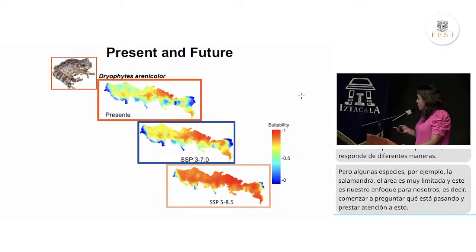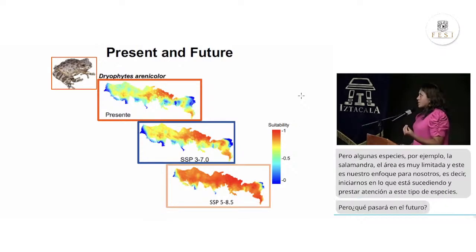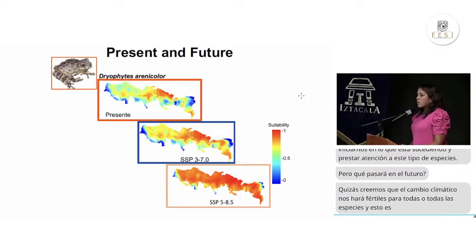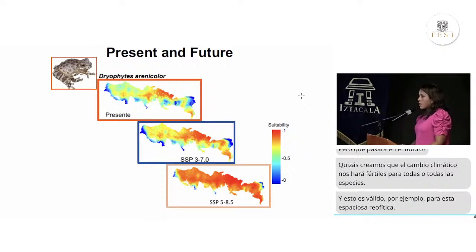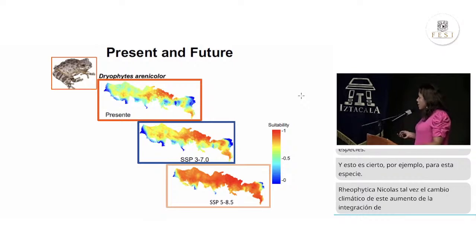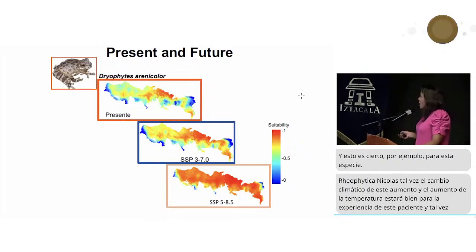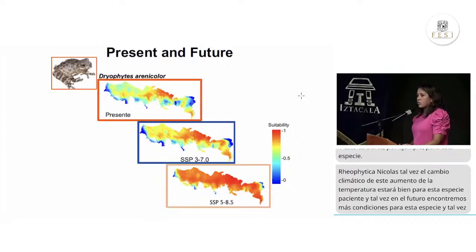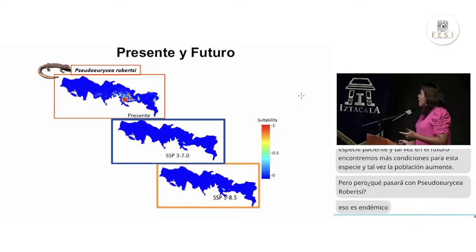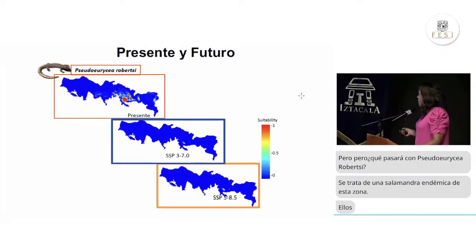But what will happen in the future? Maybe we believe that climate change will be fatal for all the species, and this is true. For example, for this species, Dryophytes renicolor, maybe the increase in temperature will be fine, and maybe in the future we will find more suitable conditions for this species, and maybe the population will increase. But what will happen with Pseudoeurycea robertsi, an endemic salamander of this area? The area will be reduced more than at present, and maybe it will be lost.